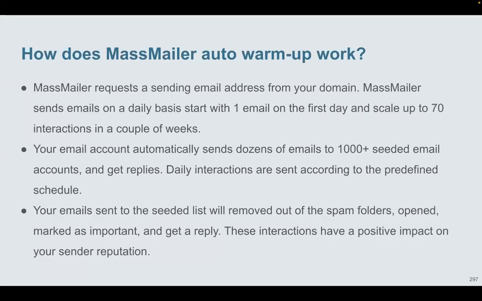So we decide how to optimize the interactions and how to optimize the sending volume, so on and so forth, based on the reputation score that we observe, right? That can change. It's not just going to be static. It can be anywhere between 1 to 70 interactions. Gradually, you're going to see those many interactions eventually.